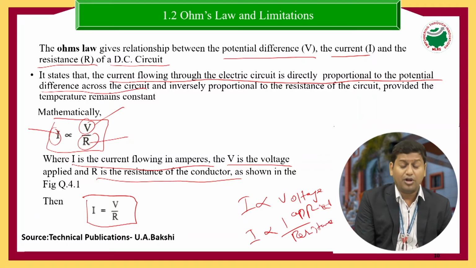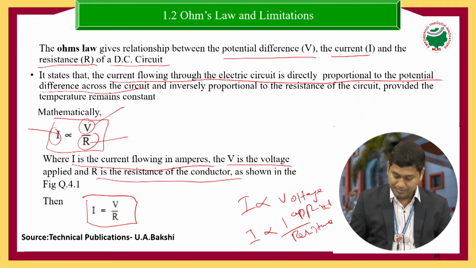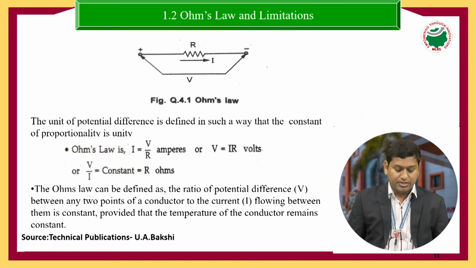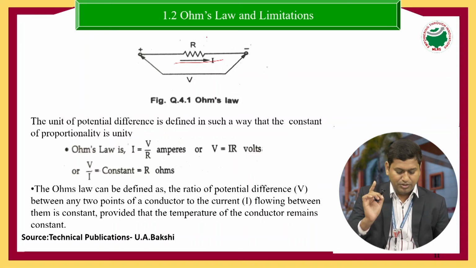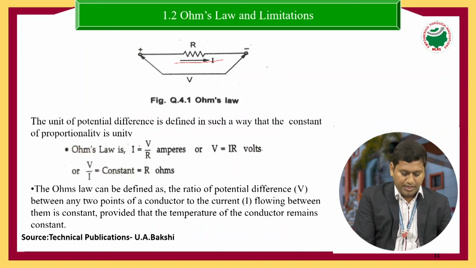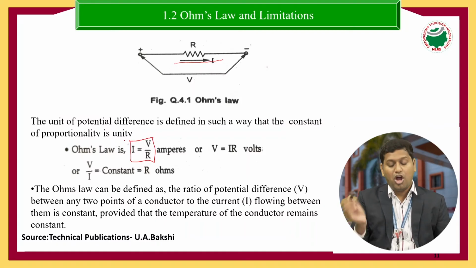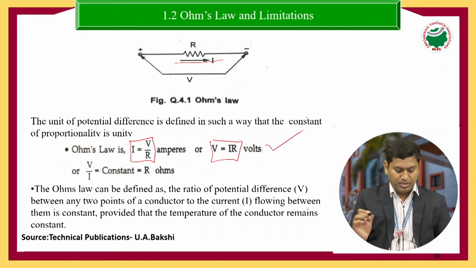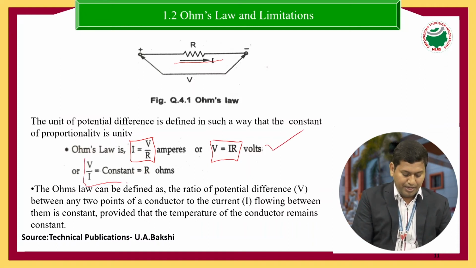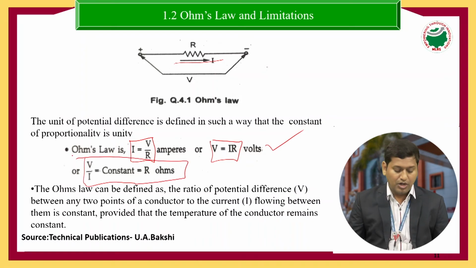So this is for DC circuits. Next, if you see here the Ohm's law, the current passes through a resistance and there is a voltage across the resistance. Ohm's law is I equal to V by R in amps, or I can write V equal to IR in volts, or V by I equal to a constant, that is equal to R ohms.